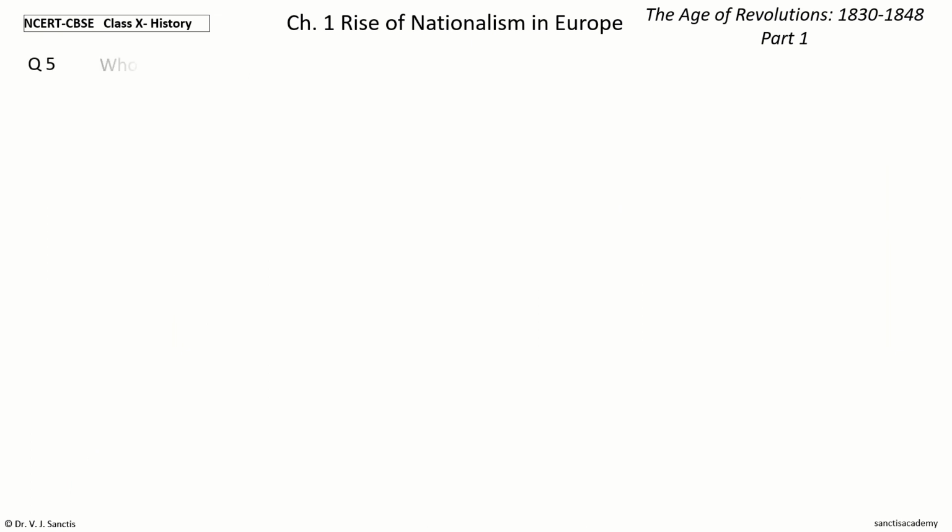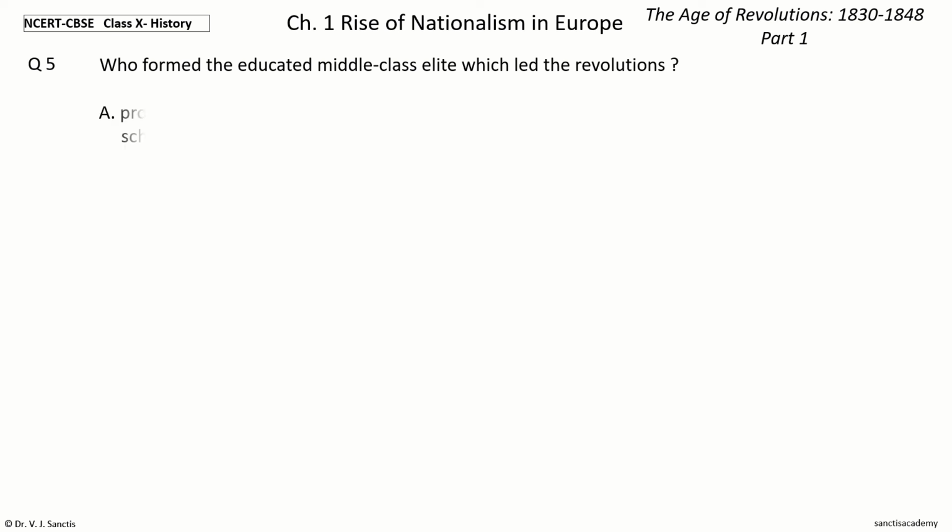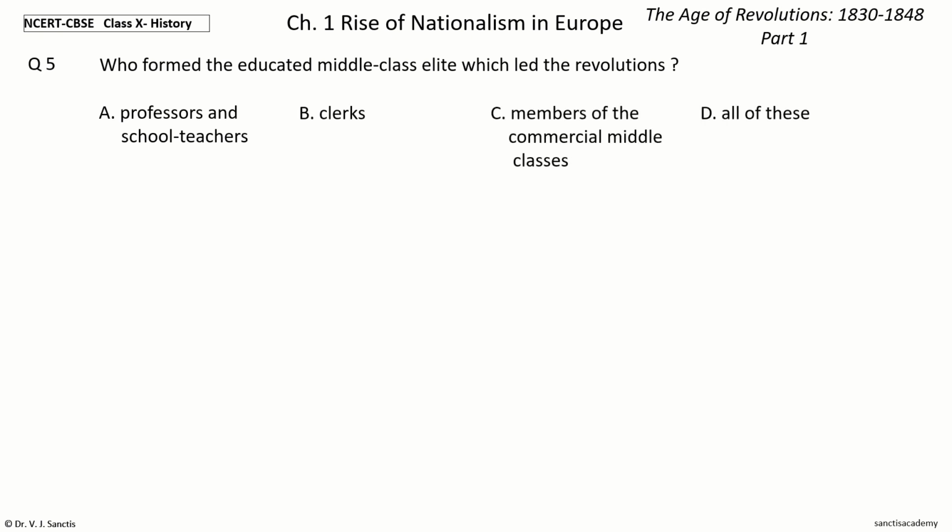Last question, question 5. Who formed the educated middle class elite which led the revolutions? The options are professors and school teachers, clerks, members of the commercial middle classes, all of these. Your time to choose. And the answer is all of these. So, professors and school teachers, clerks, and members of the commercial middle classes formed the educated middle class elite which led the revolutions.